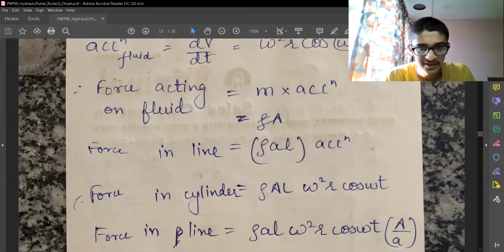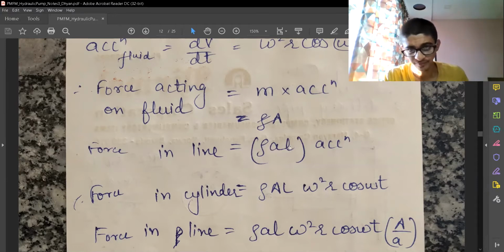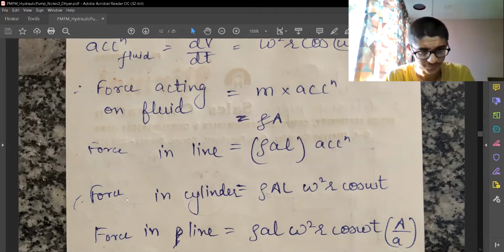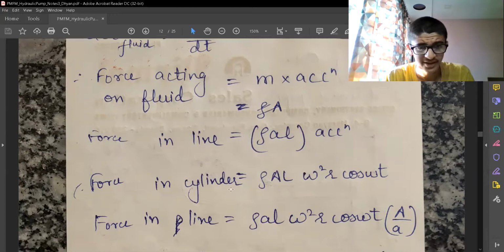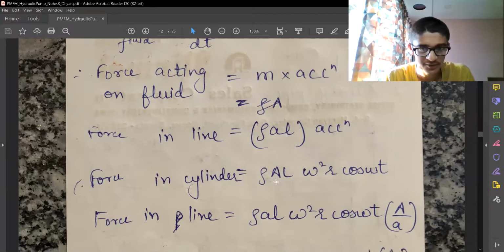The force inside the line will be mass, that is density into area into length. That's the volume we have, in the line. The line means the suction line and the delivery line. A and L will change as per the configuration. And we have the acceleration. The force in the cylinder is rho A L into omega square r cos omega t. So A and L change with the stroke length and the cross-sectional area of the cylinder.